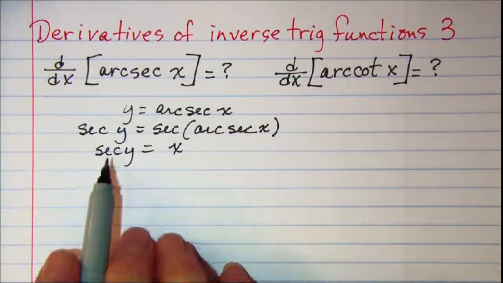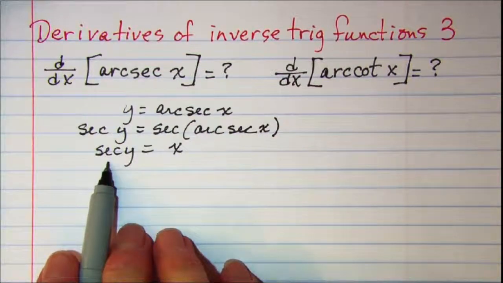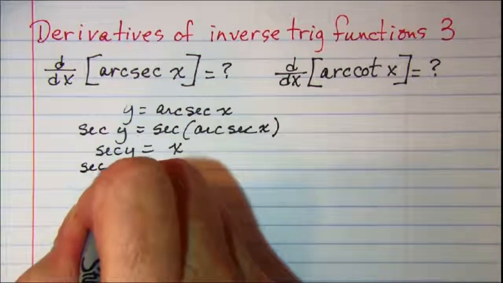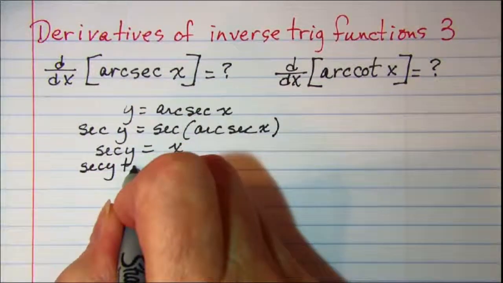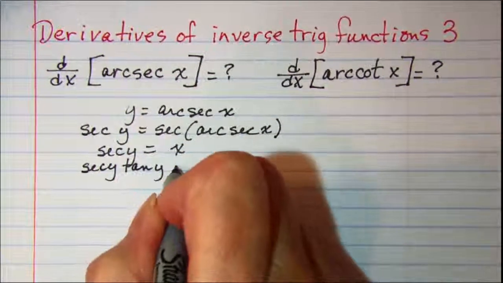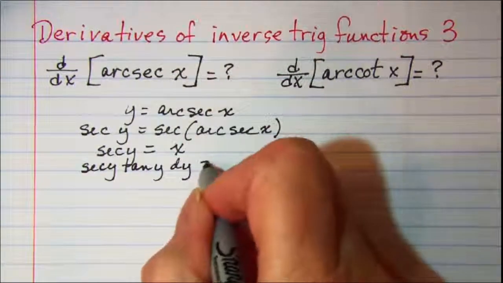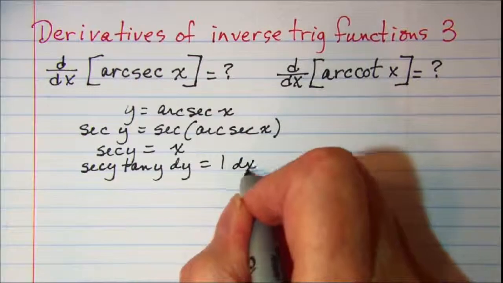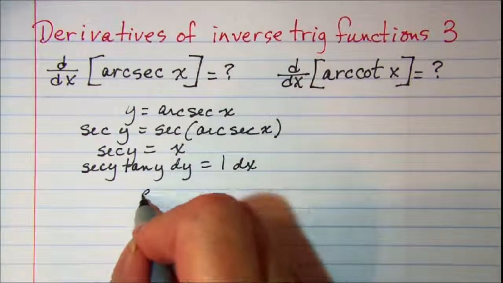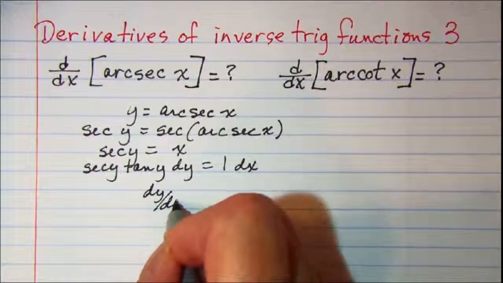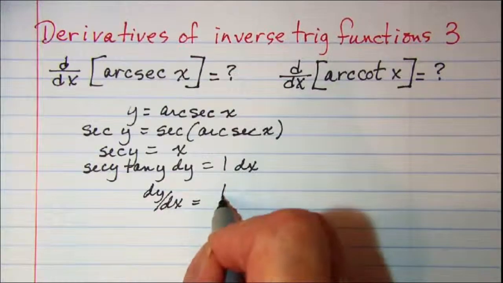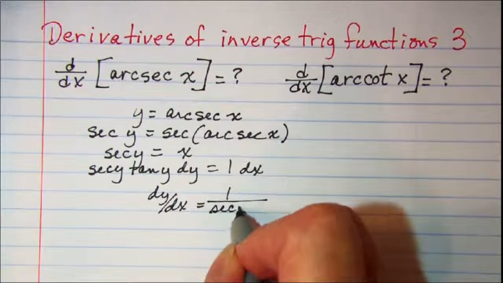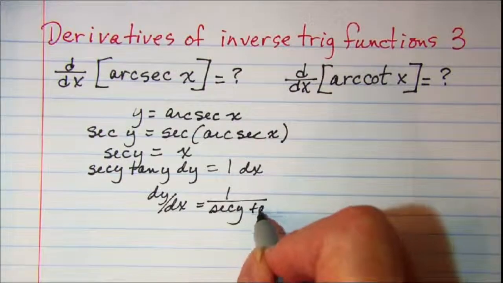Now we can differentiate. The derivative of secant y is secant y tangent y dy. And the derivative of x is just 1 dx. So we have dy dx is equal to 1 divided by secant y tangent y.